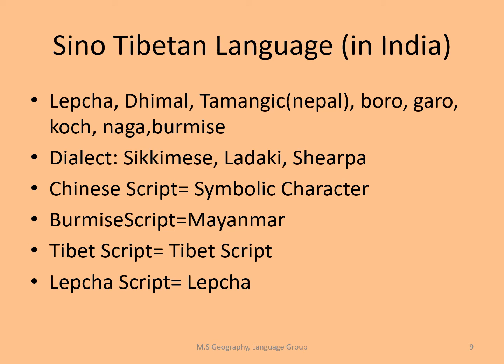So be clear, the western part of India, North India and Central India are dominated by the languages of the Indo-European language group, the Sanskrit and the descendants of the Sanskrit language. But the eastern part of India is dominated by the Sino-Tibetan language group, the languages descended from the Sino-Tibetan language.